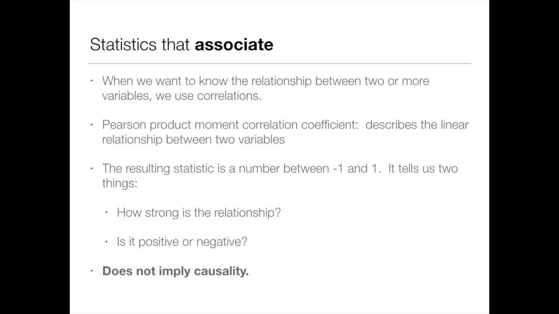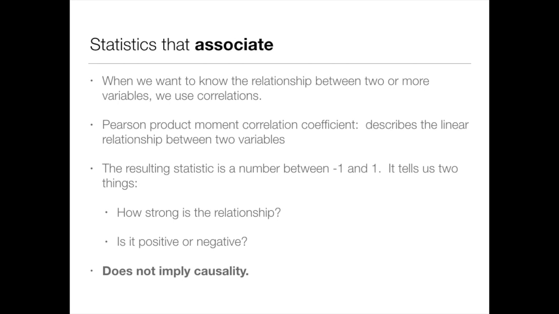Okay? The fancy phrase for a correlation is Pearson product moment correlation coefficient. If you want to impress your friends, use that. What it does is it describes the linear relationship between two variables. The resulting statistic is a number between -1 and +1, and it tells us two things. It tells us how strong the relationship is. As it gets closer to 1 or -1, it's a strong relationship. If it's close to 0, it's a weak relationship.